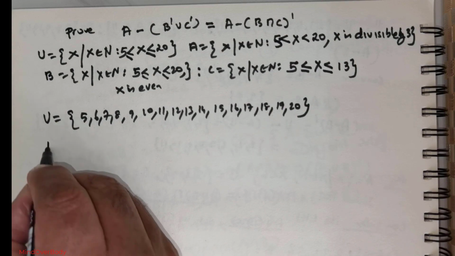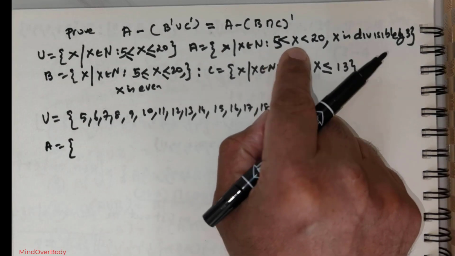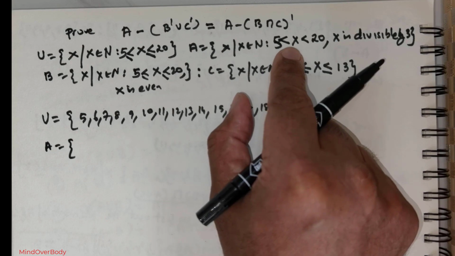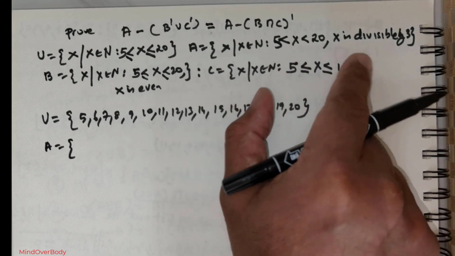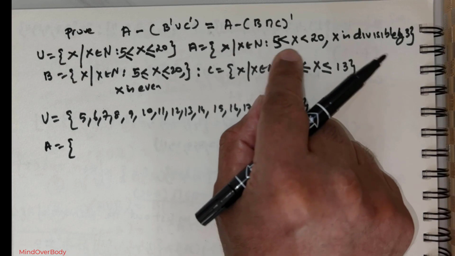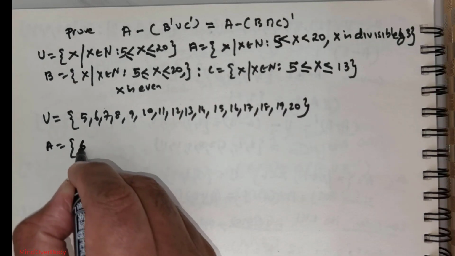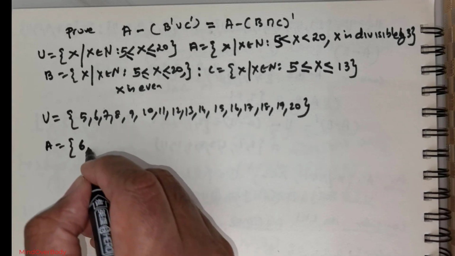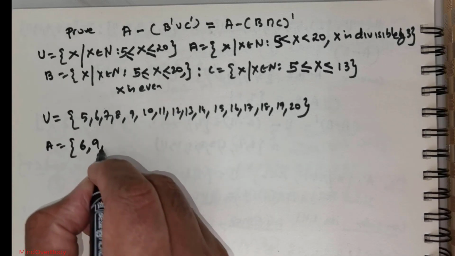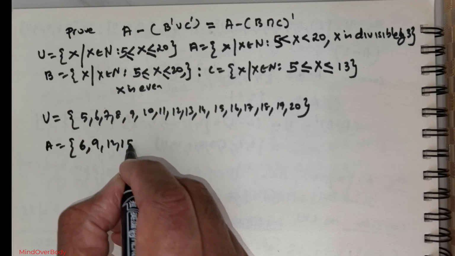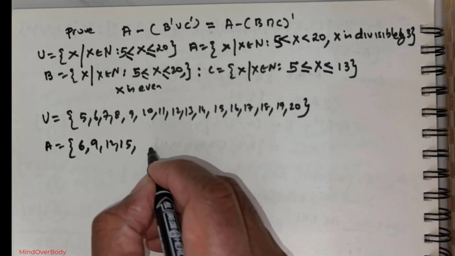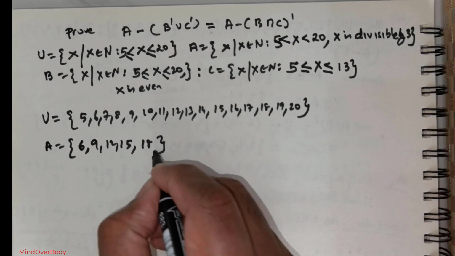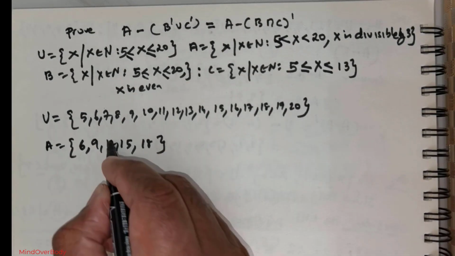So set A is strictly greater than 5, which is within the bounds of the universal set, but strictly less than 20, and x is divisible by 3. So strictly greater than 5, that means we start with 6. Divisible by 3 means the next element would be 9, and then 12, and then 15, and 18. We cannot take 20. So this is the set for A.